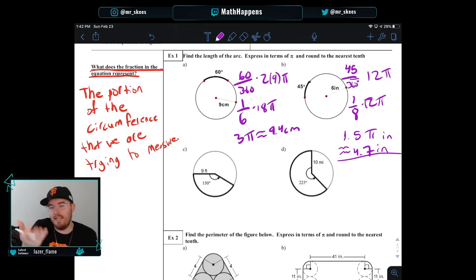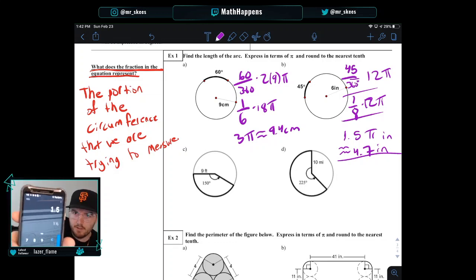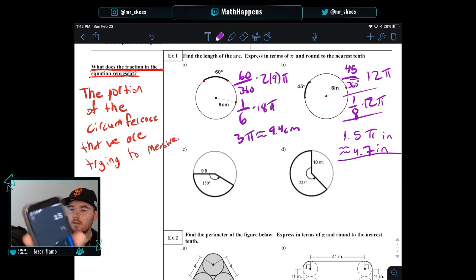I'm just plugging it into a calculator. I have these numbers done ahead of time. I mean, just do it. If you don't simplify any of this, it's going to be more difficult for you to plug into a calculator. Well, not more difficult, but just longer. But you could look at what's on the page there. 45 divided by 360. There's my 1/8 times 12. There's my 1.5 times pi. 4.7.